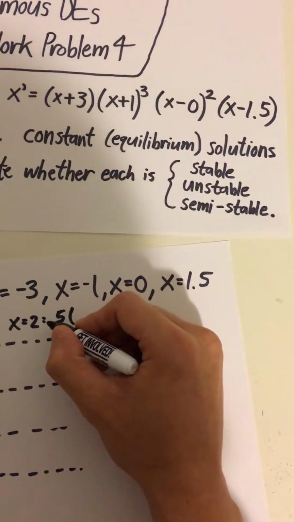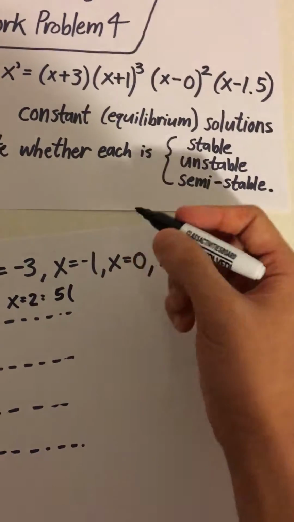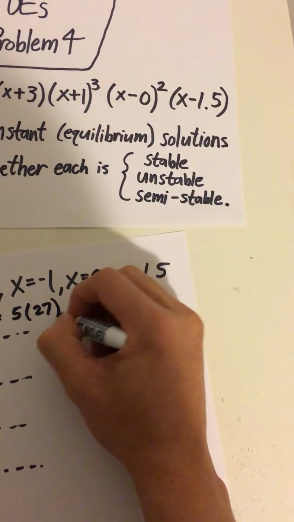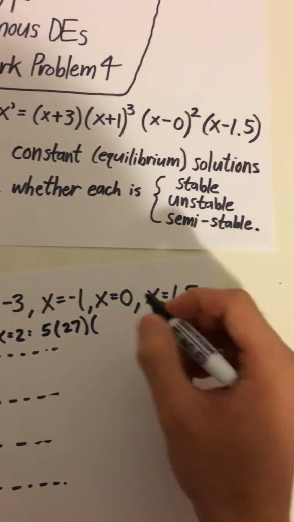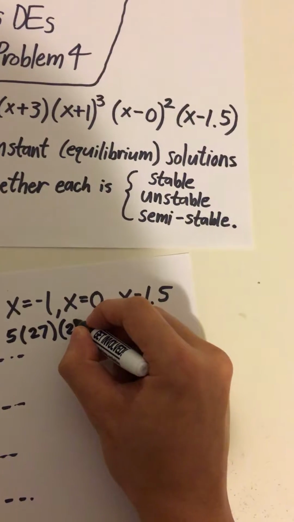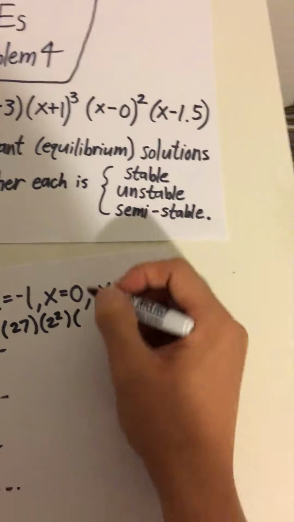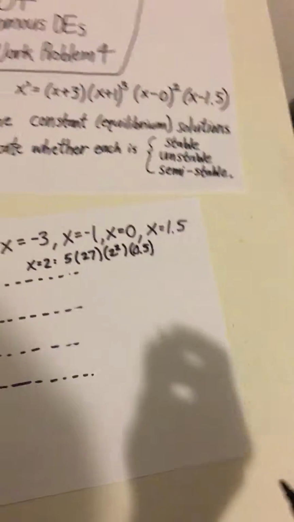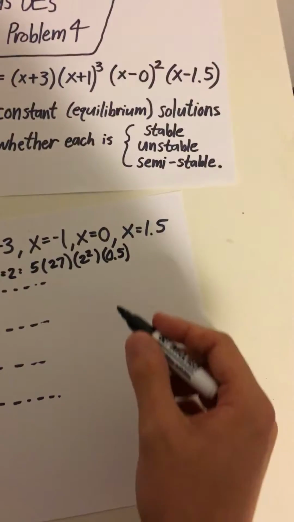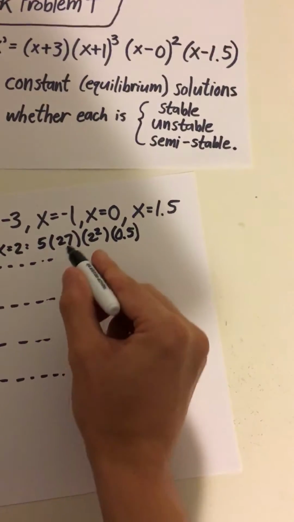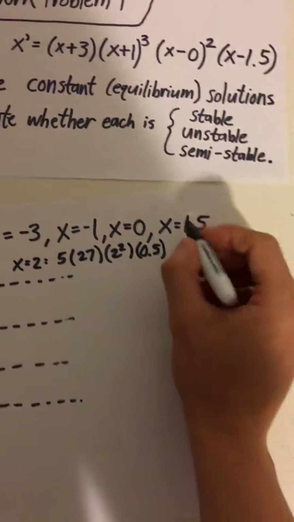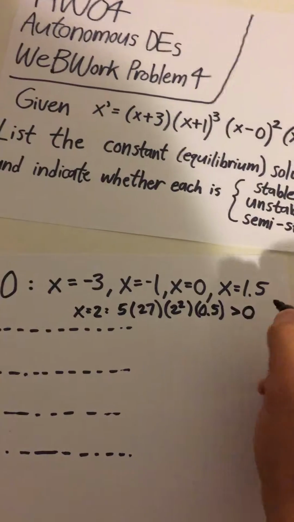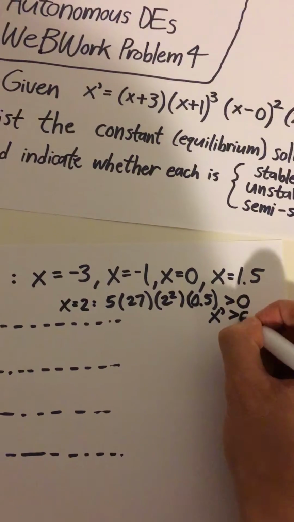times 2 plus 1 is equal to 3, so 3 cubed is equal to 27. 2 minus 0 is equal to 2, squared, that will be 4. And then 2 minus 1.5 will be 0.5. The actual number here doesn't matter, what really matters is the sign. Since these are all positive factors, the sign is going to be positive. So good, we know that our x prime is going to be positive above.